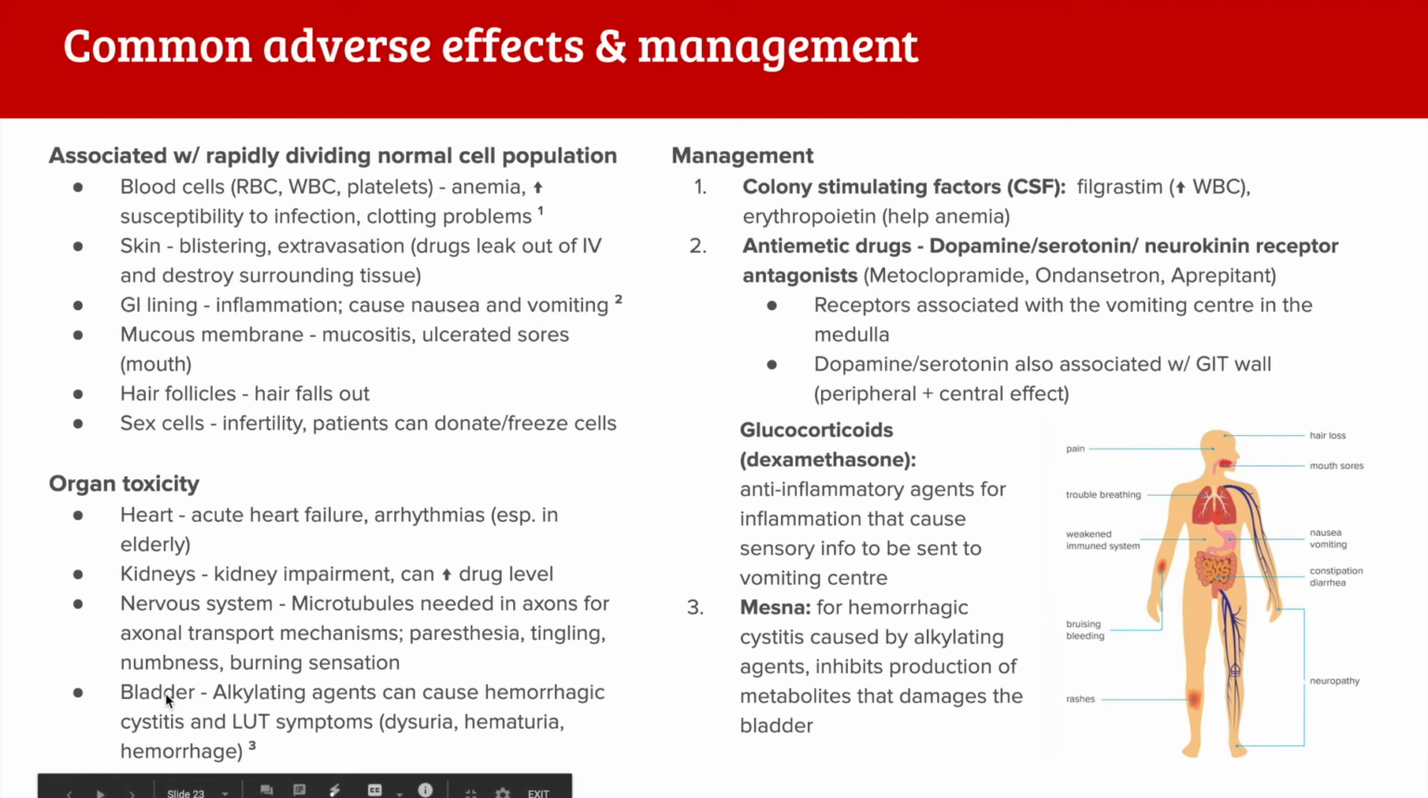And in the bladder, the alkylating agents, remember that's the first drug we talked about, the classic cytotoxic agent, can cause something called hemorrhagic cystitis. So cystitis is inflammation of the bladder, and therefore we have lower urinary tract symptoms like dysuria, pain on peeing, or blood on peeing, and hemorrhage. Yep. And apparently we have a drug called Mesna for this, and it works by inhibiting production of alkylating agent metabolites that damage the bladder.